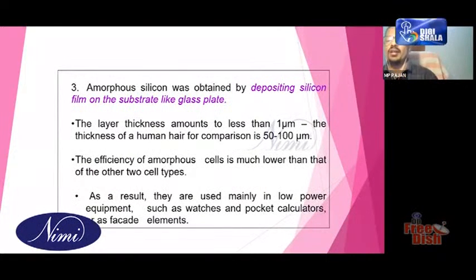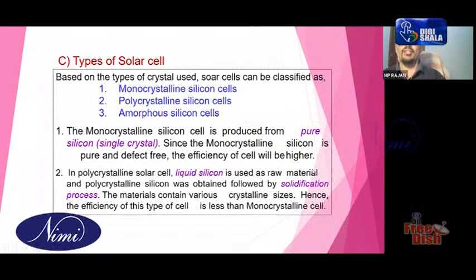And the third one: we are depositing a silicon film. It is a very thin form, on a solid place like a glass plate, which is called the substrate. Like painting, you can paint the glass plate with silicon film paint in liquid form. So it is very thin. This is called the amorphous phase. So: monocrystalline silicon cell, polycrystalline silicon cell, and amorphous silicon.